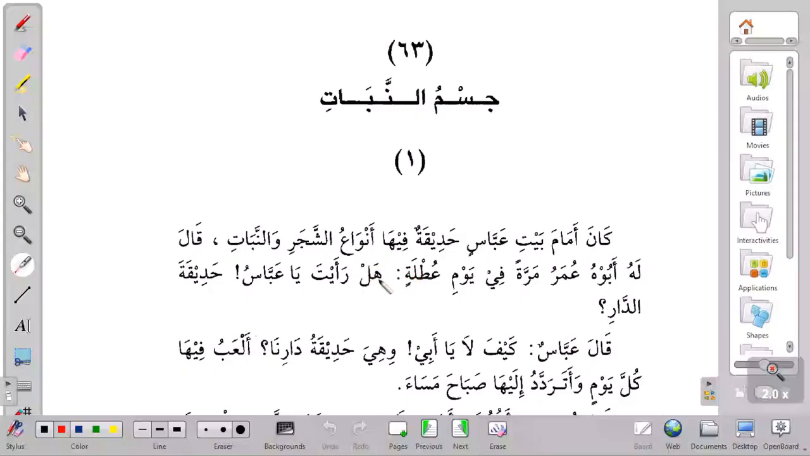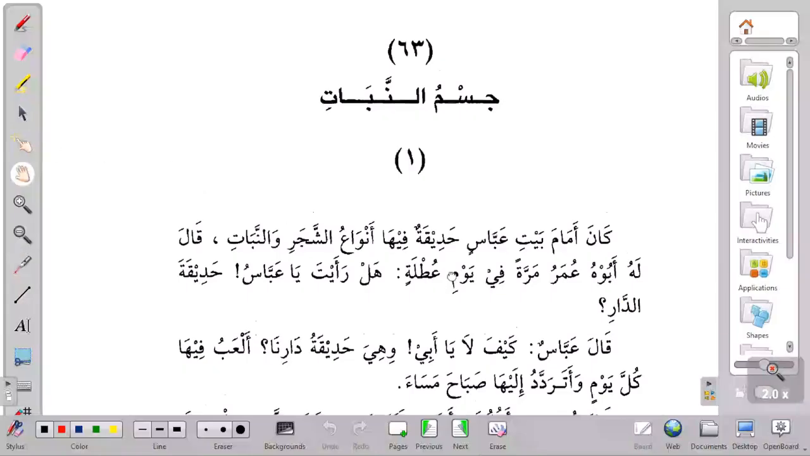What is it? Hal ra'ayta ya Abbasu hadiqata dar. Have you seen the garden of the house? Hal ra'ayta hadiqata dar. Dar means abode, home. So it could be a house, it could even be a city, it could even be a country. Dar actually means a home. Hope that is clear. It's a general terminology.